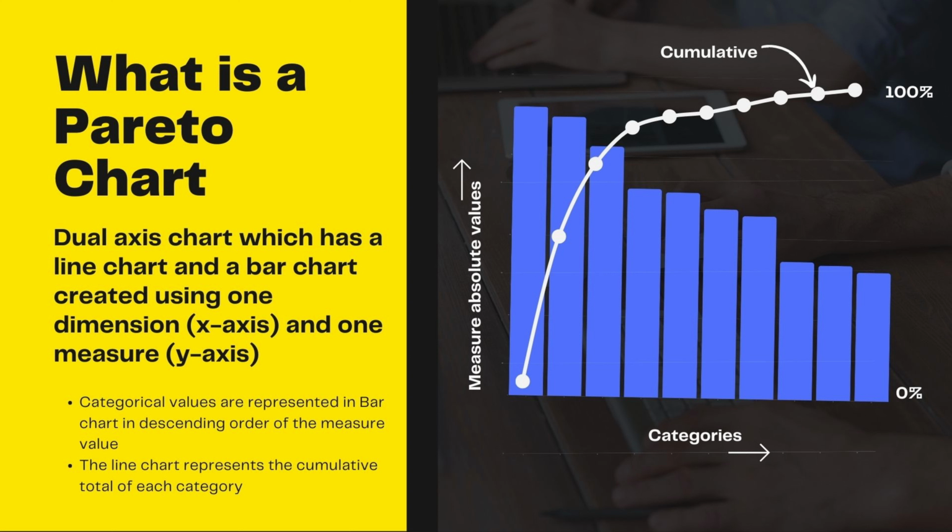The line chart represents the cumulative total of each category, which means what is the contribution of each category to create 100% of the sum total. As I said, it is a simple dual axis chart with a line and a bar chart combination. So let's dive in and see how you can create one.